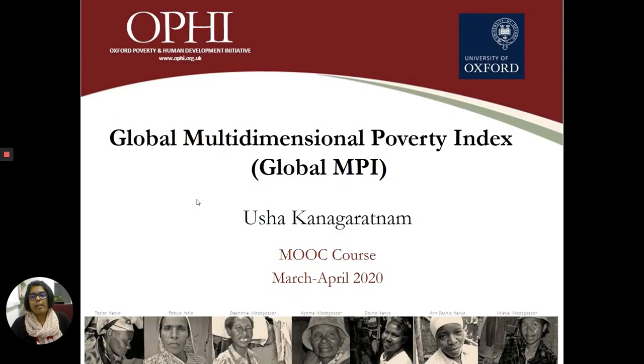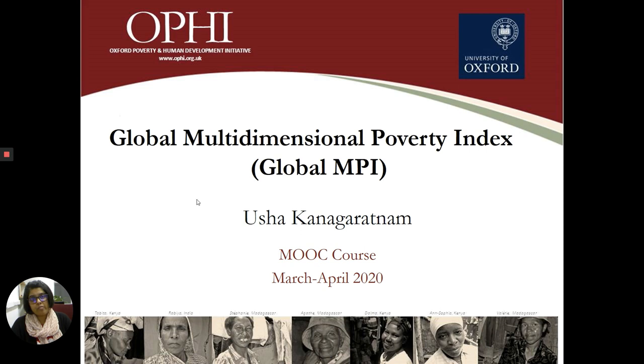I lead the Global Multidimensional Poverty Index Project at OPHI, University of Oxford. The Global Multidimensional Poverty Index, or Global MPI, is the most well-known application of the Alkire-Foster method that was covered in the previous session. What is the Global MPI? The Global MPI is a global assessment of acute multidimensional poverty that covers over 100 countries in the developing regions of the world. The Global MPI was first published in 2010. It was developed by OPHI in collaboration with UNDP's Human Development Report Office.